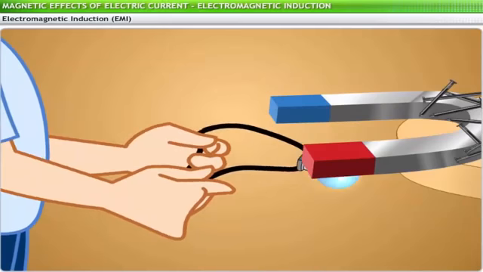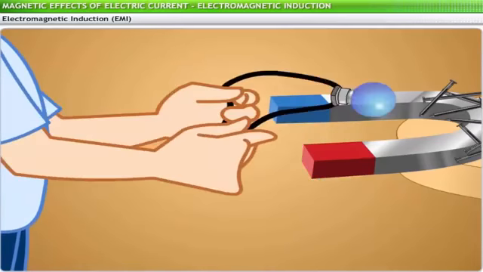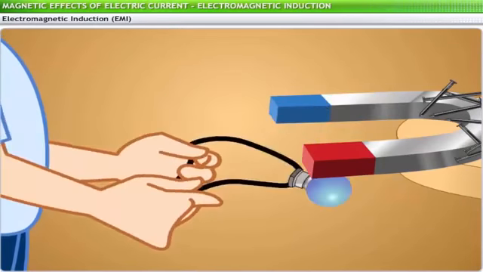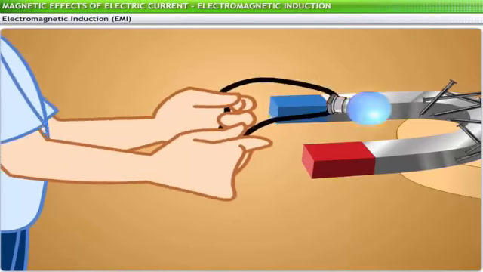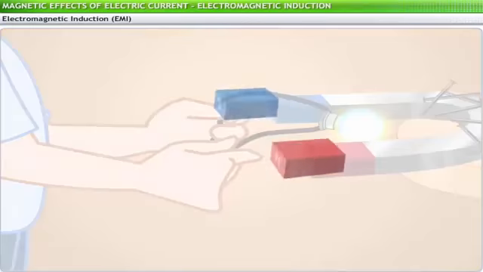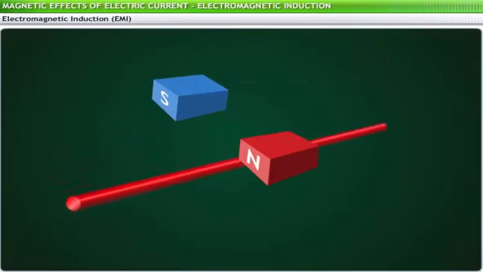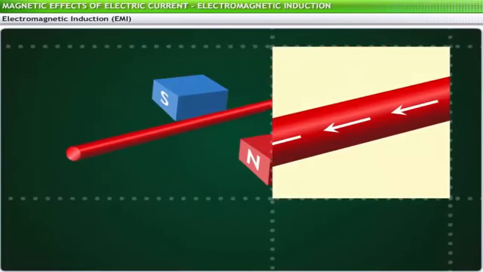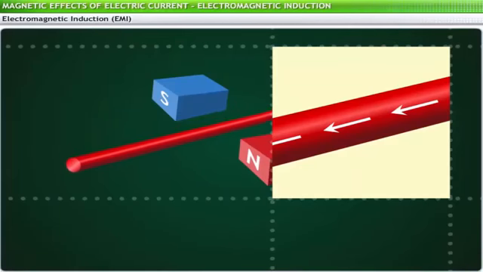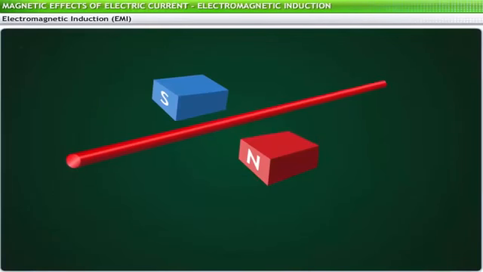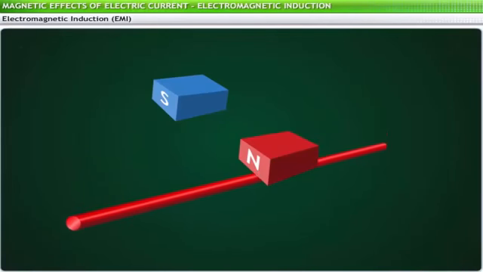You just observed that there was no electric cell to maintain a potential difference across the circuit. Yet, the bulb started glowing. When the wire is moved across a magnetic field, the free electrons in the wire experience a force that makes them move through the wire, inducing an electromotive force EMF, and thus an electric current in the wire.